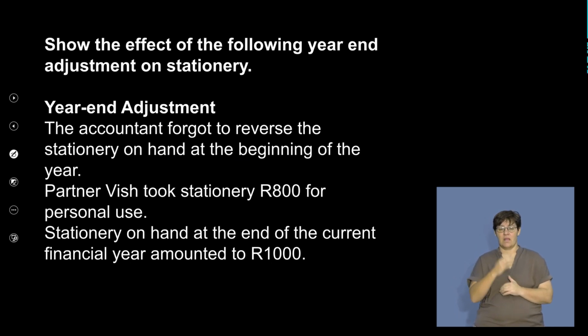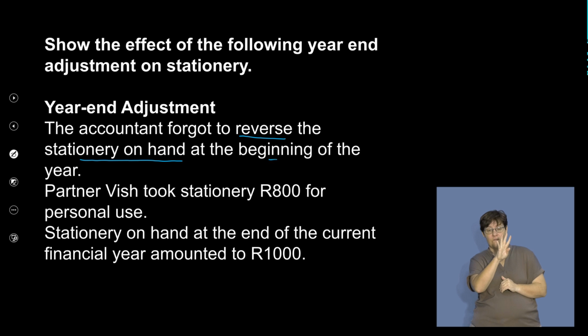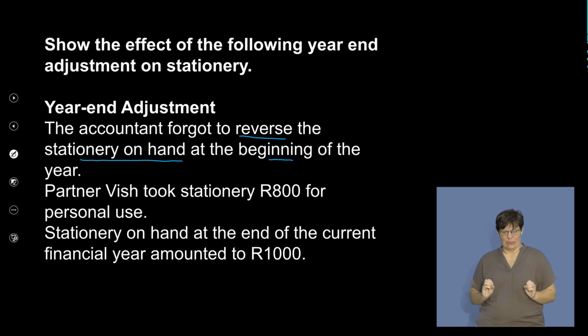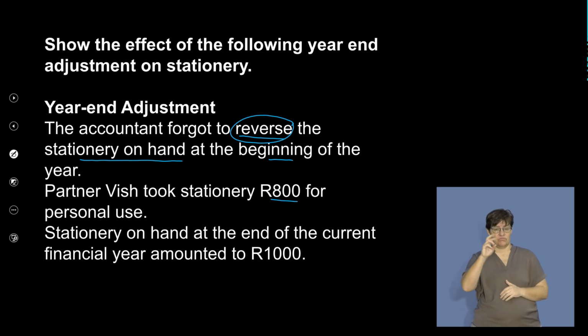Right, my year-end adjustments affecting stationery: the accountant forgot to reverse the stationery on hand at the beginning of the year. So this is something we already know because we never come across consumables on hand at the end of the year, right? Normally this is reversed, but clearly this has not happened. Right, next adjustment, partner Vish took stationery, 800 Rand, for personal use. And then finally, stationery on hand at the end of the current financial year amounted to 1,000 Rand.